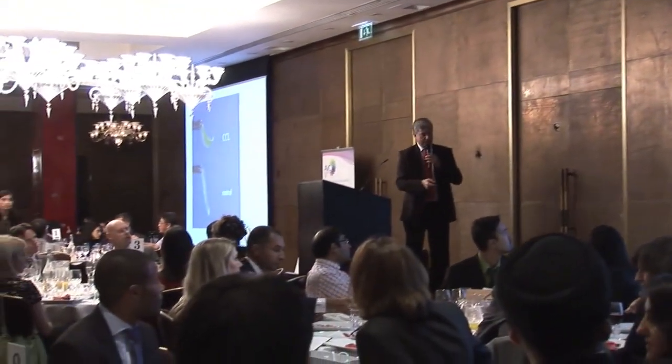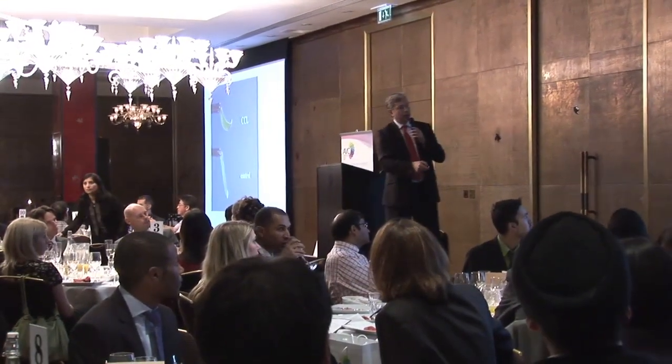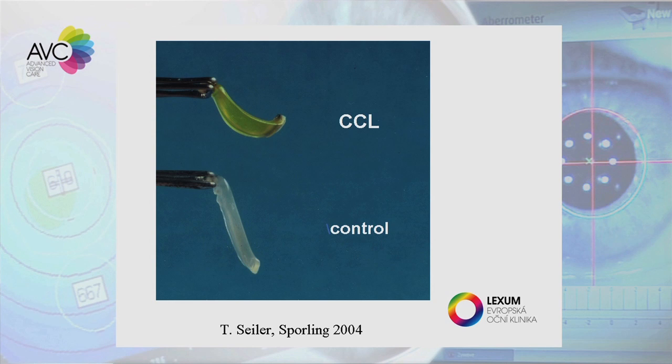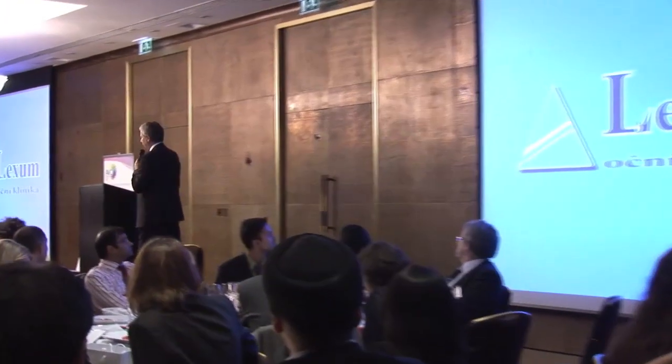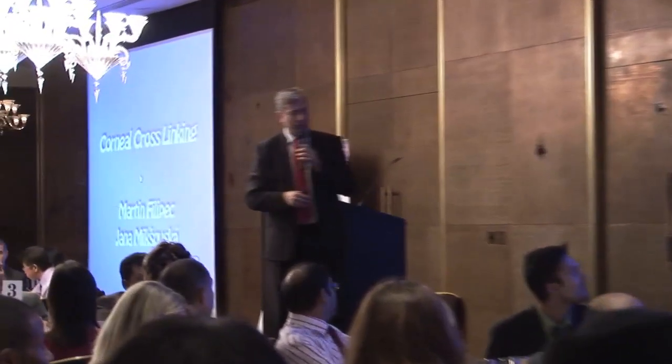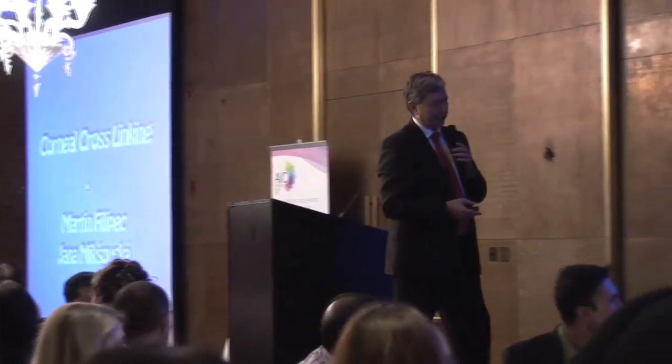This is a classical experiment. You see here the control cornea before cross-linking, and this is the cornea after cross-linking. You see how it is stiffer. Now, because it's late, I made it a little bit lighter, so we have 3 movies. This is corneal cross-linking. How do we do it?